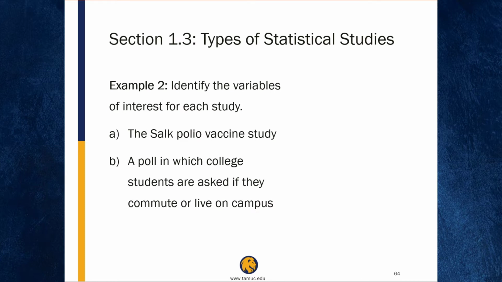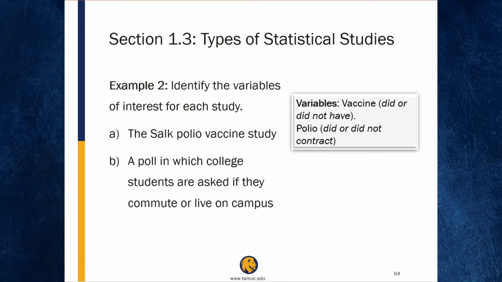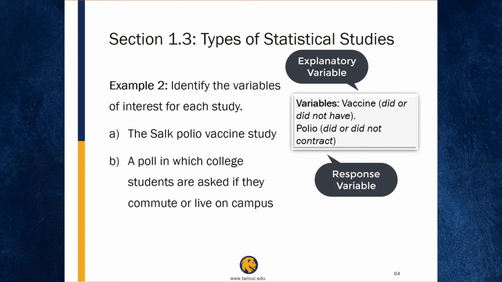So here what we're going to do is identify the variables of interest in each of these studies. Starting with that polio vaccine study, there are basically two variables here, the vaccine and polio. Vaccine, you could either have it or not get it, and polio, you either did or did not contract. And so we would refer to the vaccine as the explanatory variable, since it might explain why somebody does not contract polio, whereas polio would be considered the response variable because it could respond to whether or not the treatment was received.